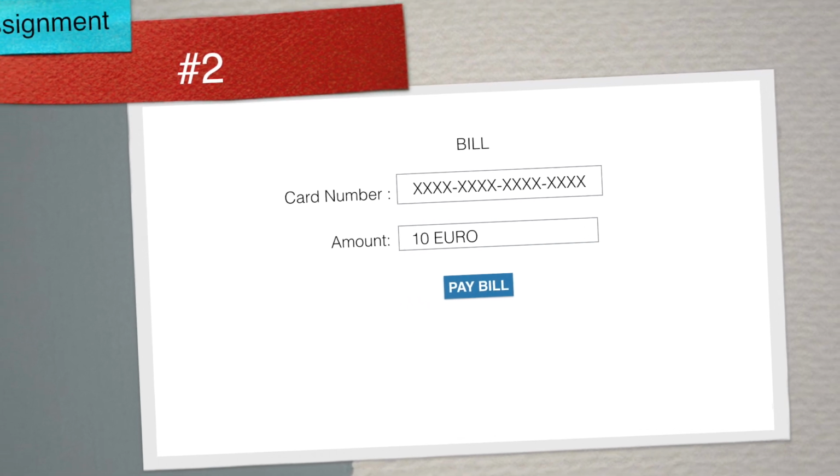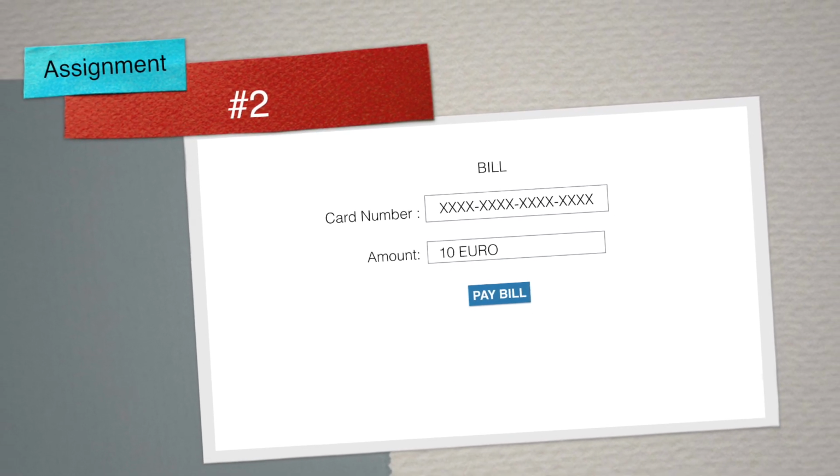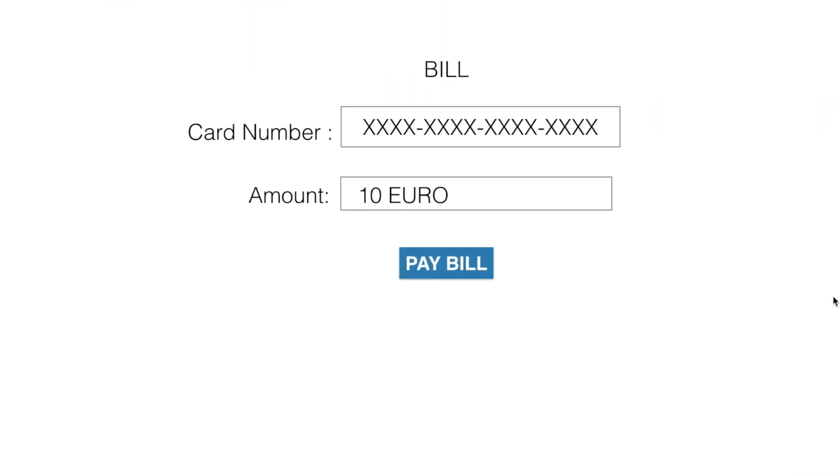So you have to design this particular screen. As you can see, this is a bill screen. It will have a credit card number, and you will accept the credit card number in this format. Also there will be an amount text box. The user has to enter the credit card number with a dash, and it should be 16 digits. In the amount, he needs to enter 10 euro or 10 USD or 10 pound, whatever, with a space here.